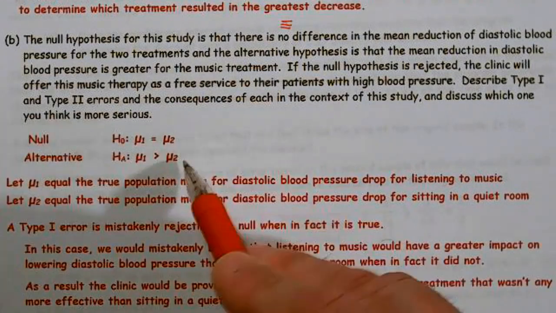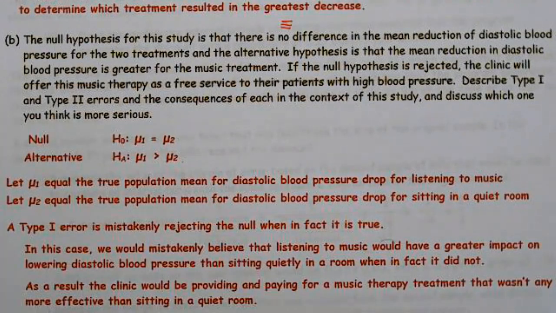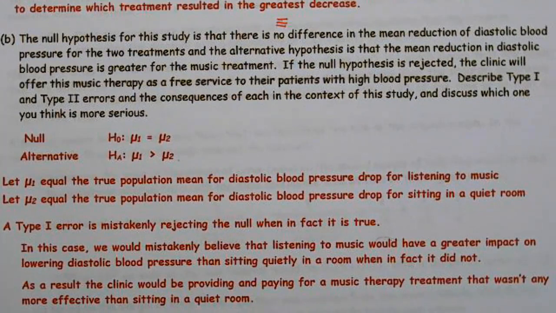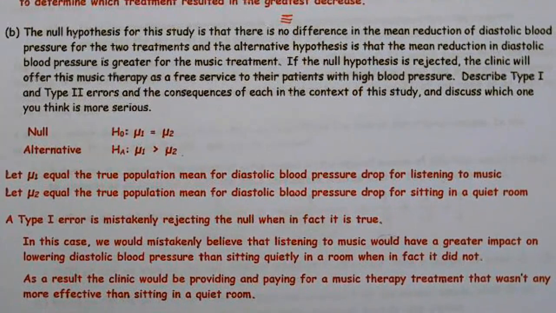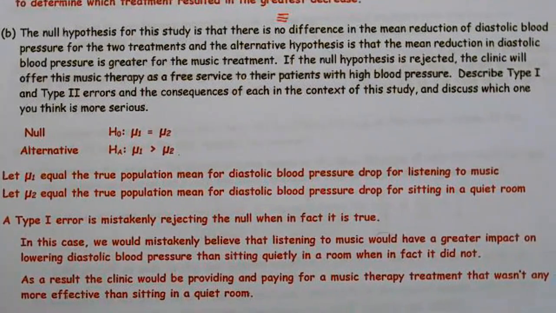So I rejected this. This is what I believed. Notice I put it in context. It's critical that you always put it in context. The consequence. And even if they don't ask for the consequence, you always need to give it. As a result, the clinic would be providing and paying for a music therapy that wasn't any more effective than sitting in a quiet room. And further, they're subjecting patients to a treatment that doesn't work.